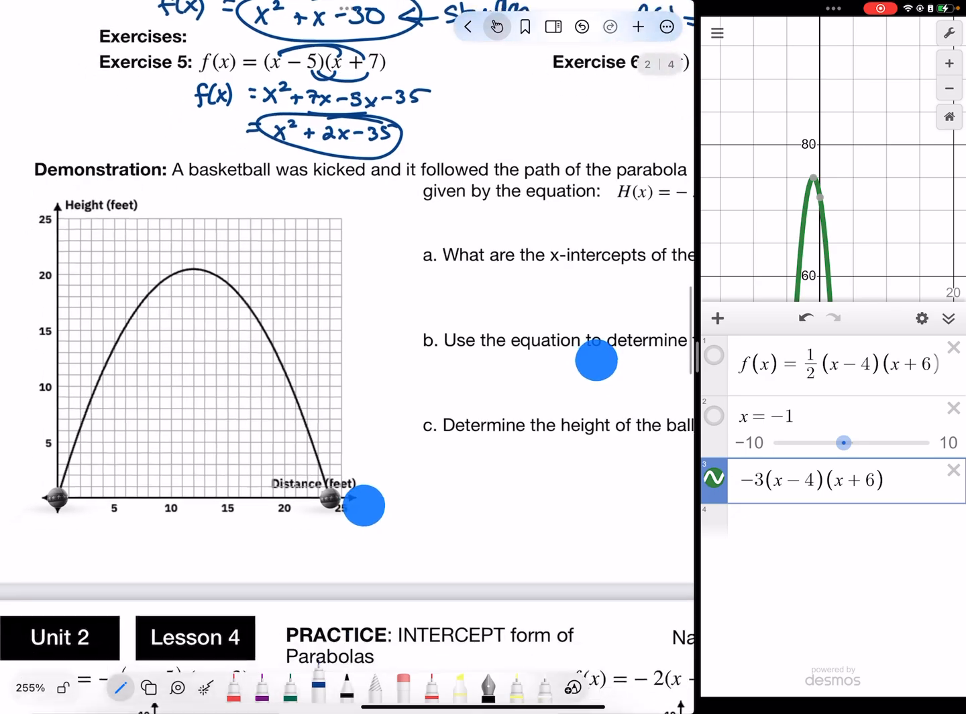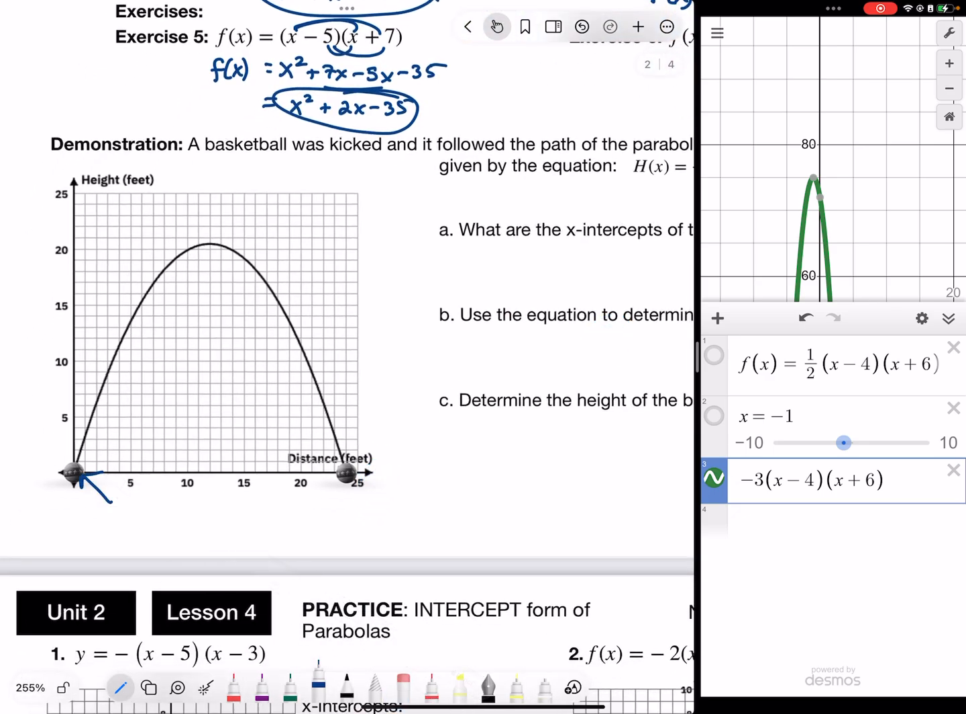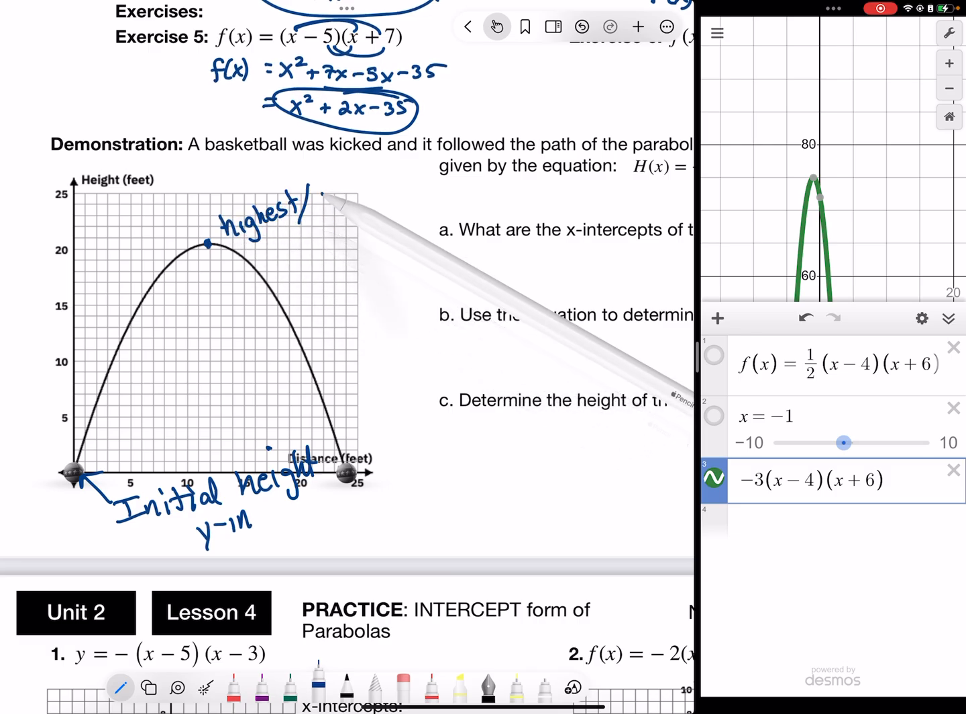A basketball is kicked in the following path. So a couple of things. This would be called its initial height, also known as the y-intercept. There's the highest point, or the maximum of the function. And then down here we got when I land, right? So the ball's gone up in the air, come back down and landed, or final height.